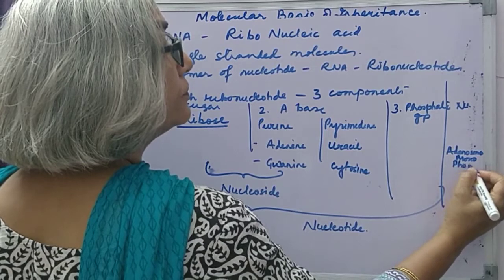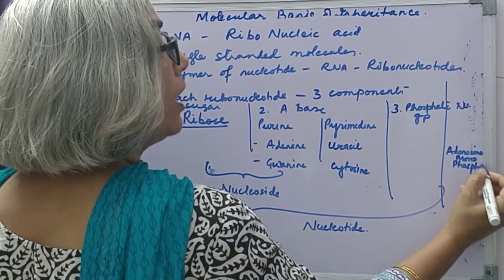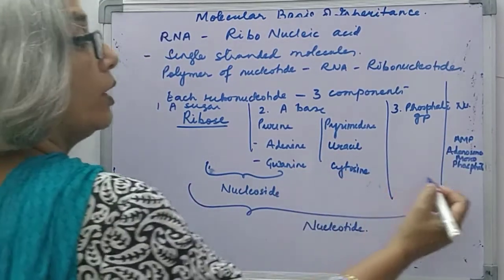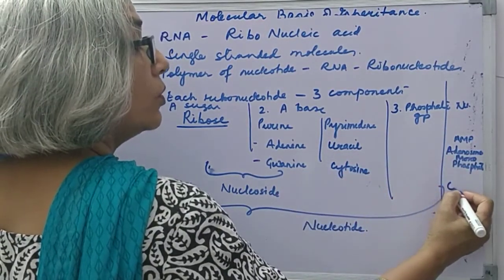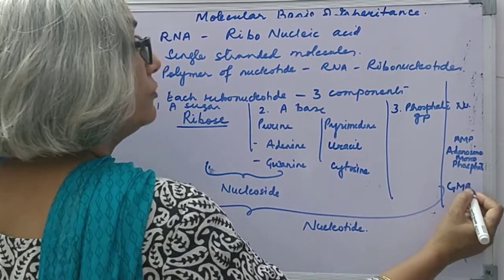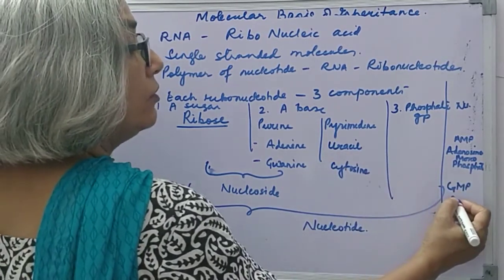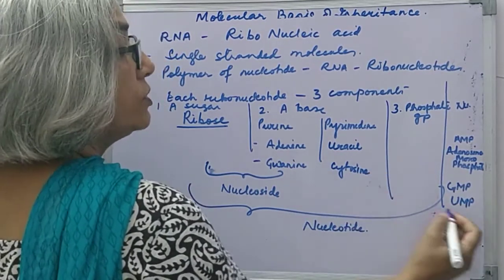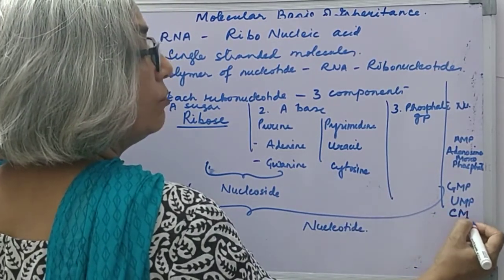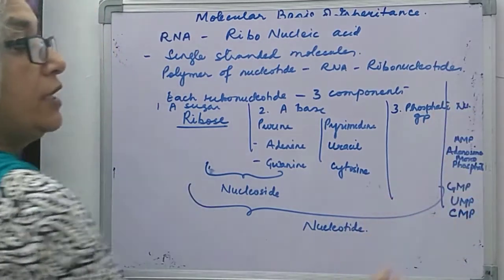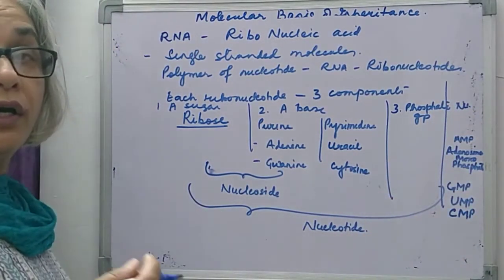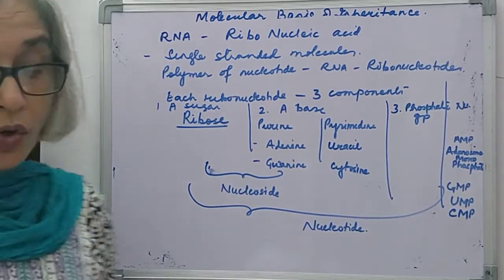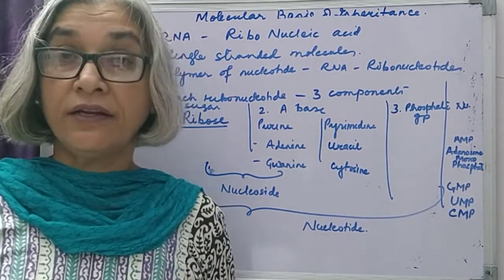Monophosphate, or we abbreviate it as AMP. Formed with guanine will be guanosine monophosphate, with uracil will be uridine monophosphate, and with cytosine it will be cytidine monophosphate. So these are the names given to the ribonucleotides in RNA. So where is RNA found?